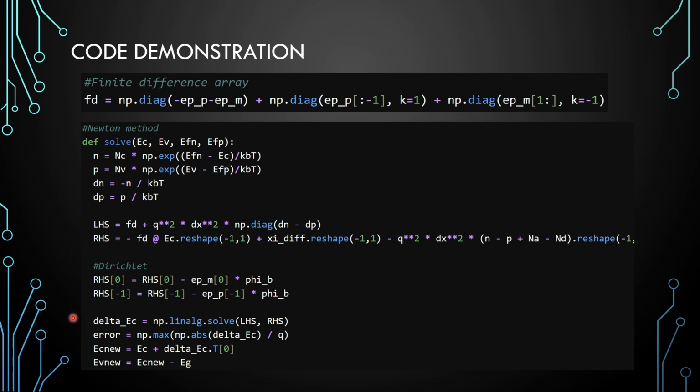Then you can also apply a Dirichlet boundary condition. In this case, it will be a barrier height at a contact. Then using a linear solver, we can obtain the delta EC for this iteration. The error for this calculation is calculated from our delta EC. Then we update EC to the new value and return it so that you can use it for the next iteration.